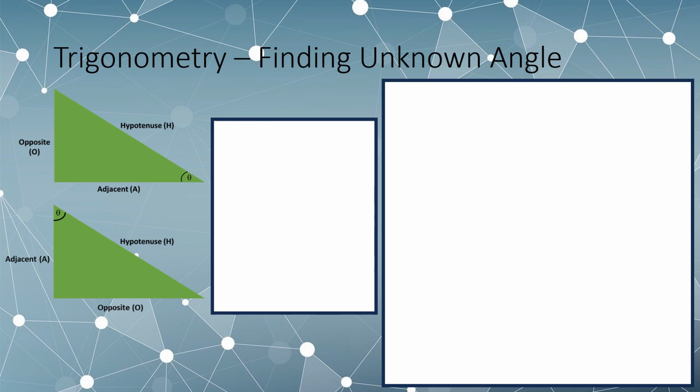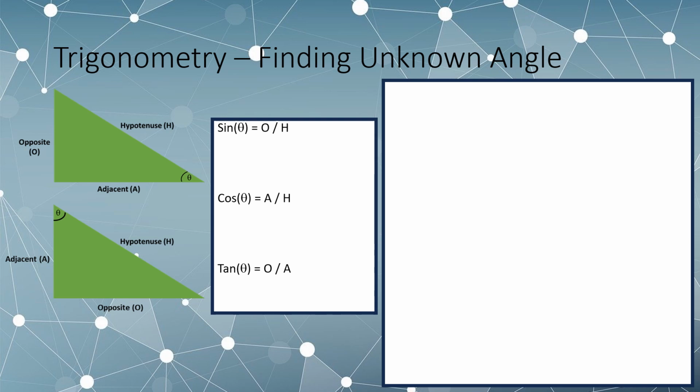To find an unknown angle, we look at each ratio individually. So if we are given the opposite and hypotenuse sides, we would of course use sine. Now, the opposite of the sine function is arcsine. However, you'll find it on your calculators as sine to the -1. They are slightly different functions, but that doesn't really matter now for this level of mathematics.